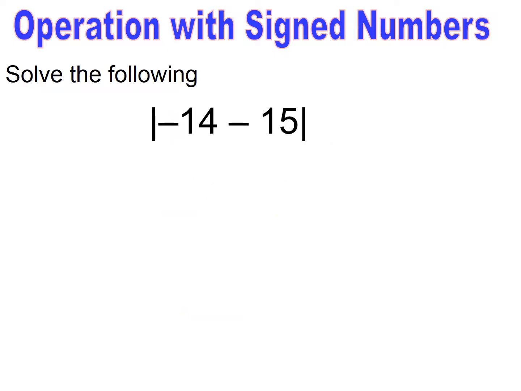Pause and try. So here you have the same sign. You add and keep the sign. You end up with a -29. When you do the absolute value of a negative, it comes out as a positive.